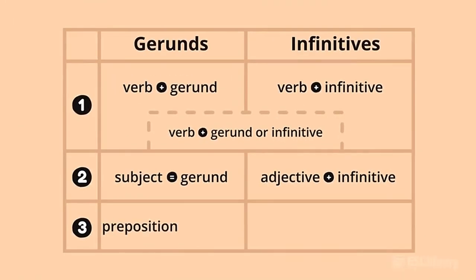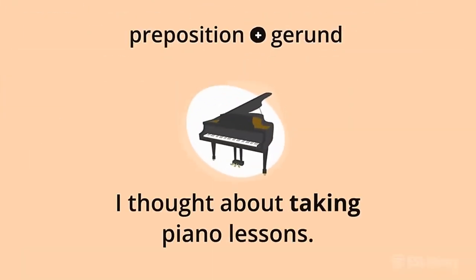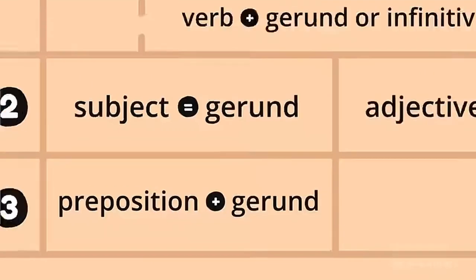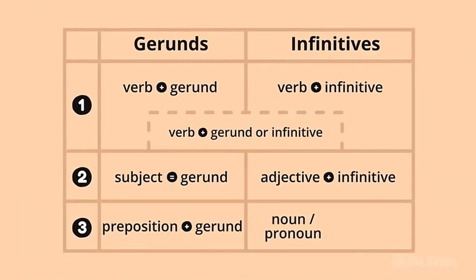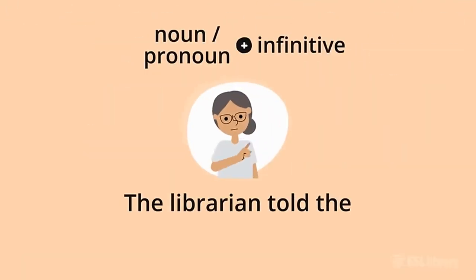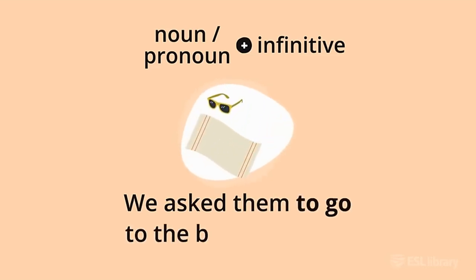After a preposition, we usually use a gerund. For example, I thought about taking piano lessons. Did you plan on calling me back? After a noun or pronoun, we almost always use an infinitive verb. For example, the librarian told the students to be quiet. We asked them to go to the beach with us.